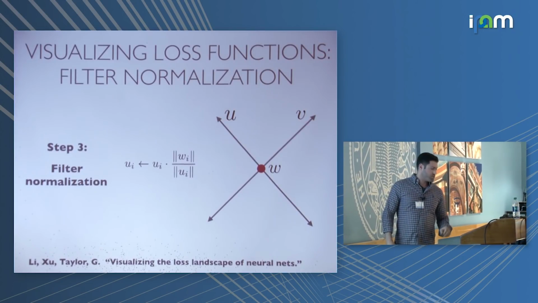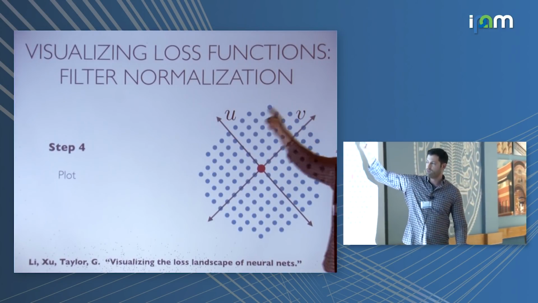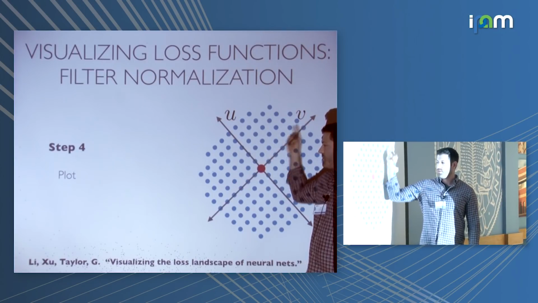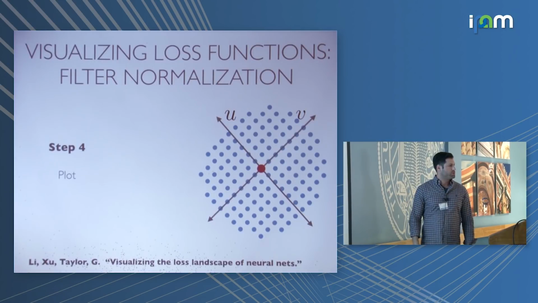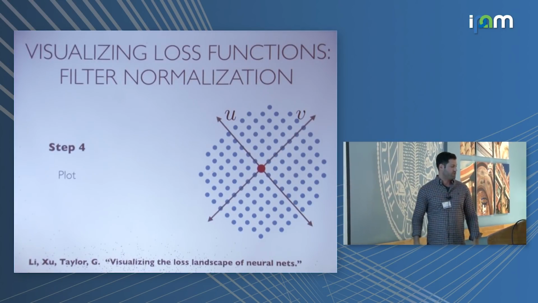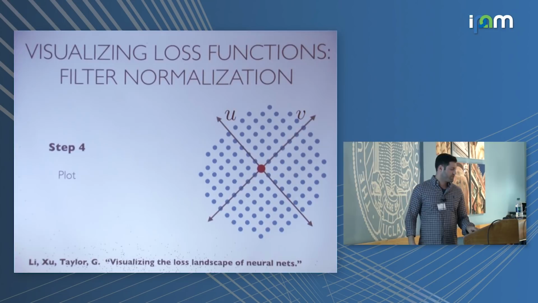And then we just raster over this plane in 2D space, so we just scan over it, and we compute many, many loss function evaluations, and that produces a visualization of the loss function. Okay, so what do I mean by this filter normalization?